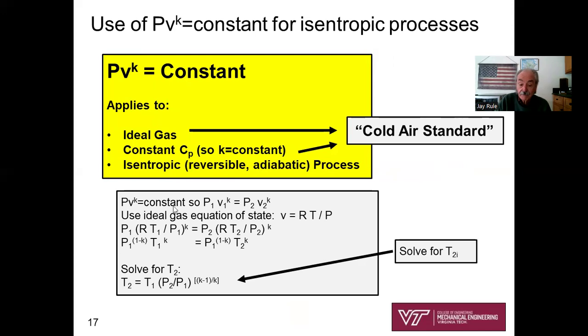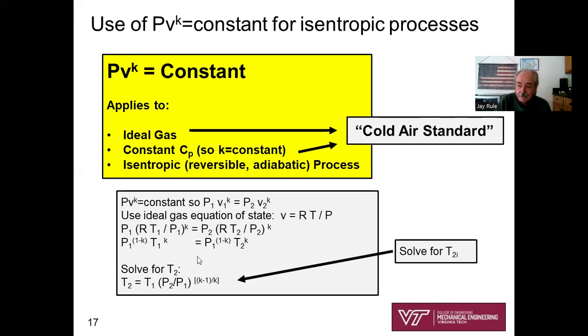And here is the derivation. I know you're going to be driving towards the final result, but let's breeze through the derivation. PV to the K is constant. That means P1V1 to the K equals P2V2 to the K. You should be able to derive this on your own, but I know you want to drive towards the final result. Let's replace V with RT over P. Okay, so here's the algebra. I've replaced V with RT over P for both state 1 and state 2.